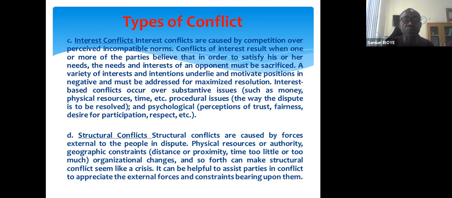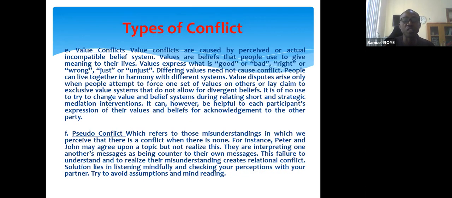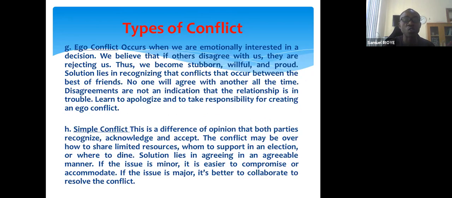Structural conflicts are caused by forces external to the people in dispute, that is, either by physical resources or authority. When the structure on ground is not enough to meet the need of the people, we say there is structural conflict. Value system deals with the belief of an individual. It can deal with your sense of morality, your sense of religion, and whatsoever. Pseudo conflict refers to misunderstandings in which we perceive that there is conflict when there is none. That is, it is your instinct telling you there is conflict, even when there is no conflict.